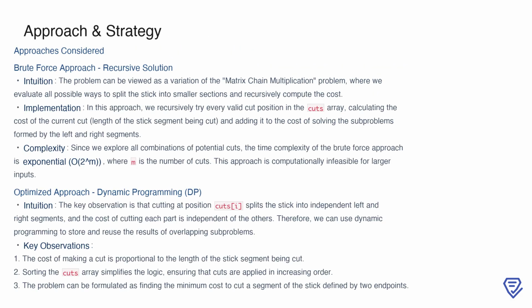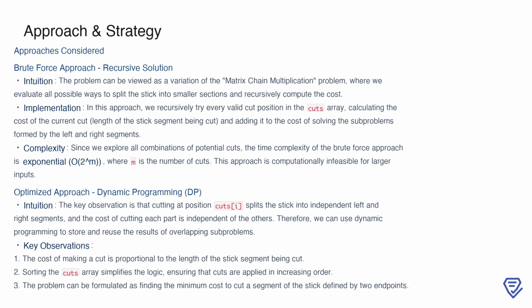To tackle the problem of finding the minimum cost to cut a stick, let's start by considering two approaches, a brute force recursive solution and an optimized dynamic programming approach. First, the brute force approach views the problem as a variation of the matrix chain multiplication problem. Here, we evaluate all possible ways to split the stick into smaller sections. For every valid cut position, we calculate the cost of the current cut, which is equal to the length of the stick segment being cut, and then recursively solve the subproblems for the left and right segments.